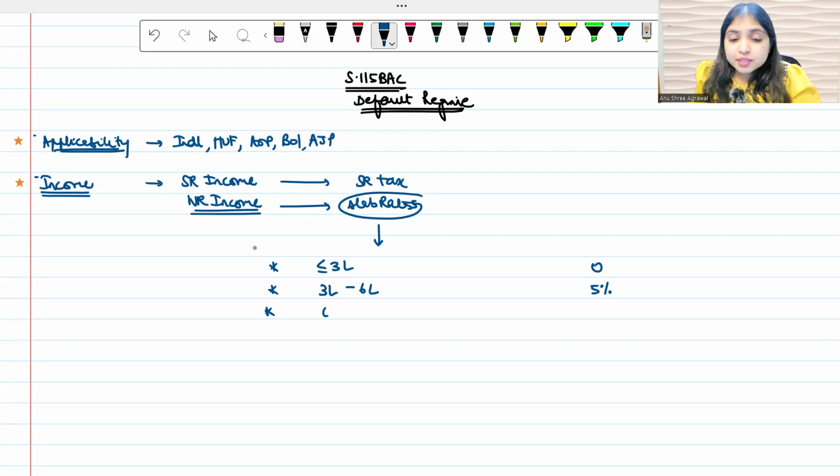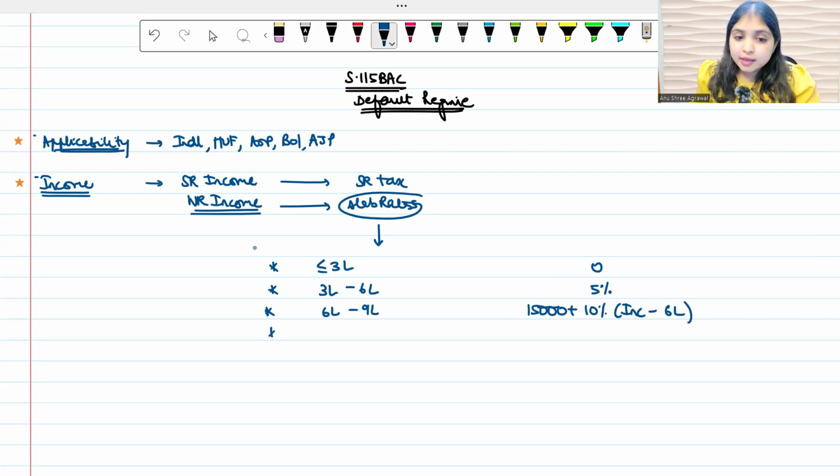If your income is more than 6 lakhs but up to 9 lakhs, then what will happen? See, income up to 3 lakhs, no tax. 3 lakh to 6 lakh, in between you have 3 lakh income. On this 3 lakh income, 5% tax will be how much? 5% of 3 lakh will be 15,000, guys. So if your income is between 6 lakh and 9 lakh, up to 6 lakhs income you will anyways have to pay 15,000 plus 10% of your income in excess of 6 lakhs.